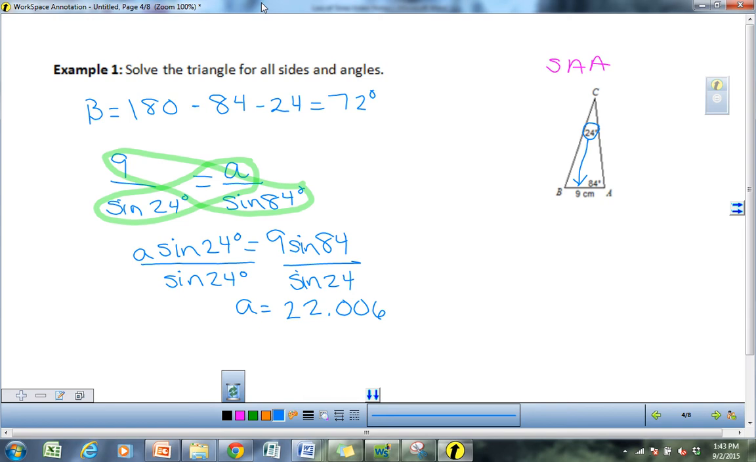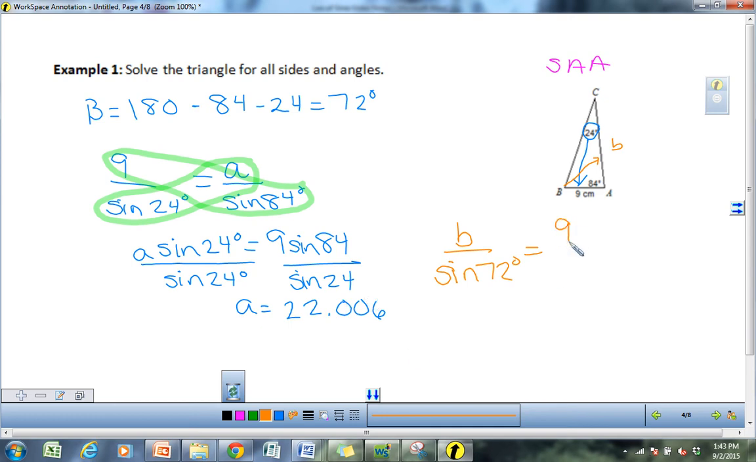Now I have to get my next side. So side b. Let's go with orange. I know my angle, so I have b over sine 72 degrees equals, so now I'm looking for b here, the sides across from here. Now you can use the a that you found over sine 84. However, I'm always cautious and I always use what they give me.